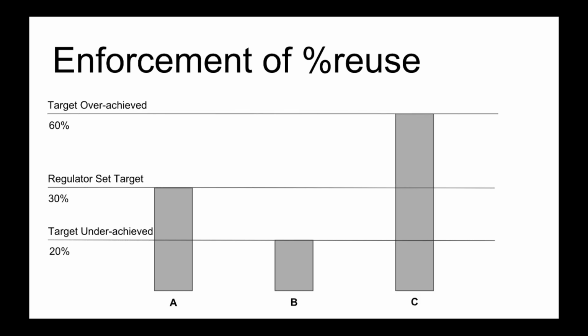But let's say we take a company C, which overachieved its target. So they recycled 60% of the wastewater they produced, right? But the regulator had set a target of 30%. They overperformed, which means they are being better to the environment than what the regulator defined as the average or the target. So what should happen in this case? Company B has to pay some penalty, and company C has to get some benefit for overachieving the target.